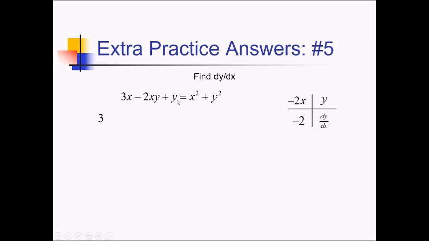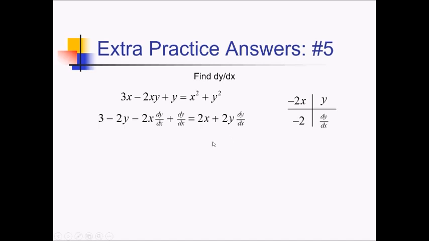Next, derivative of y is, well, actually, let's multiply this out and write it out here. So we've got negative 2y minus 2x dy over dx. All right, derivative of y, that's dy over dx. This is going to equal the x squared derivative, so 2x. And then derivative of y squared is 2y with a tail of dy over dx.